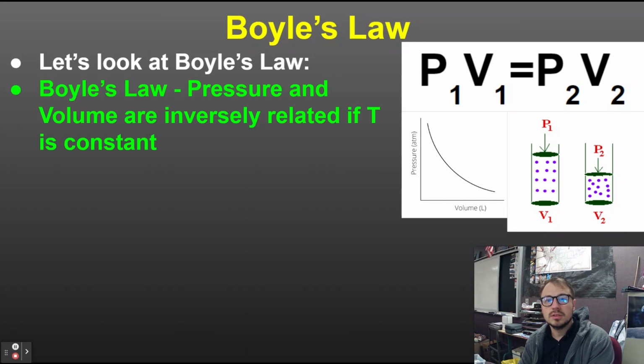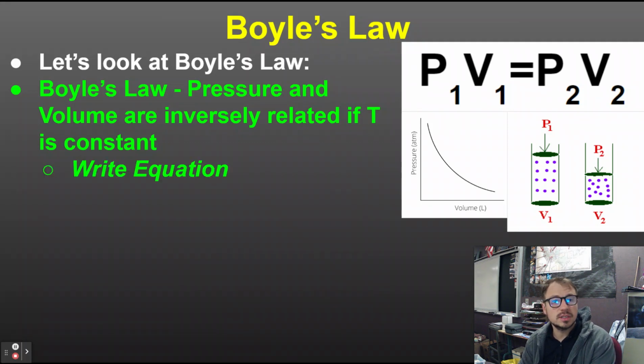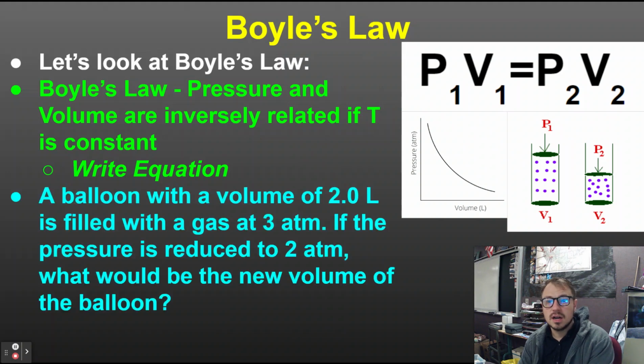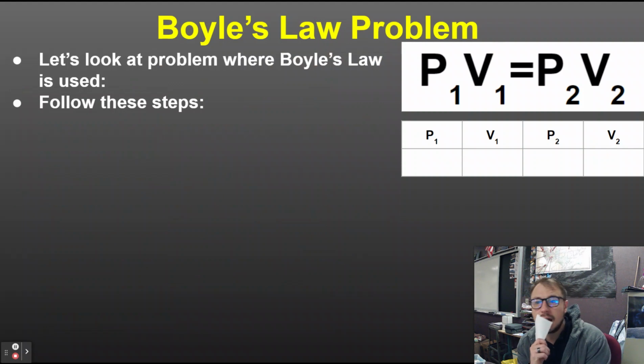So Boyle's law states that pressure and volume are inversely related if temperature is constant. That means if one goes up, the other goes down. If one goes down, the other goes up. So that's the equation over there. So this is a problem that you can have. So let's just take a look at the problem and how to do these.